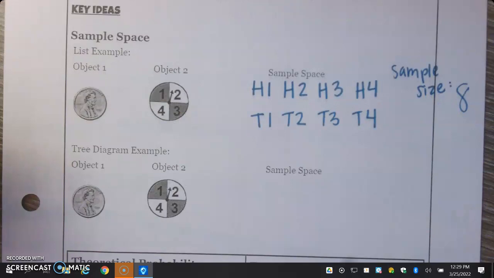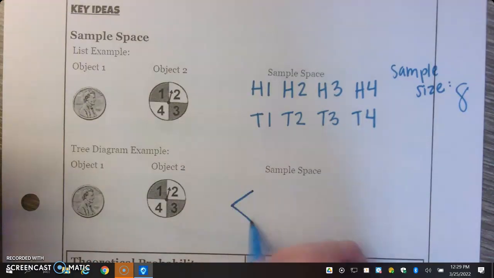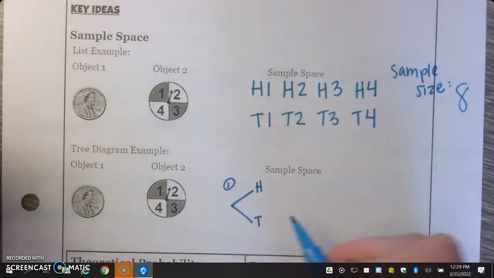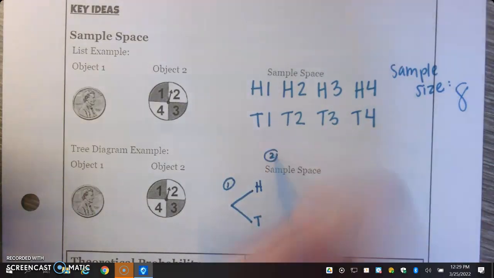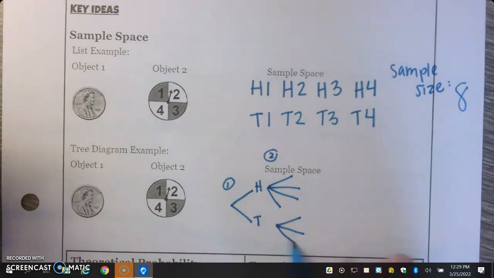Not a big deal. We're going to make a tree diagram. So we have to think about, well, this is event 1, and how many options does it have? I could flip heads or tails. Okay, that was event 1. Event 2 is spinning the spinner. And how many options are on that spinner? 4. And this might get a little squishy for you.